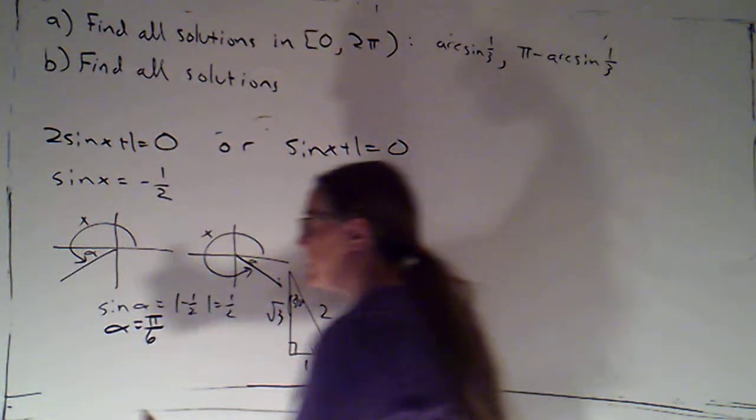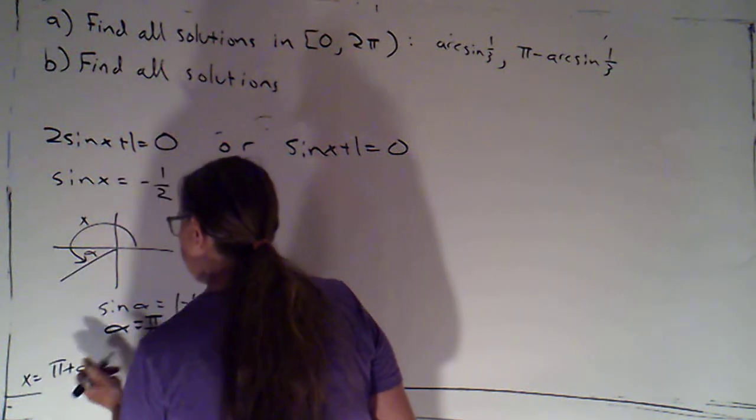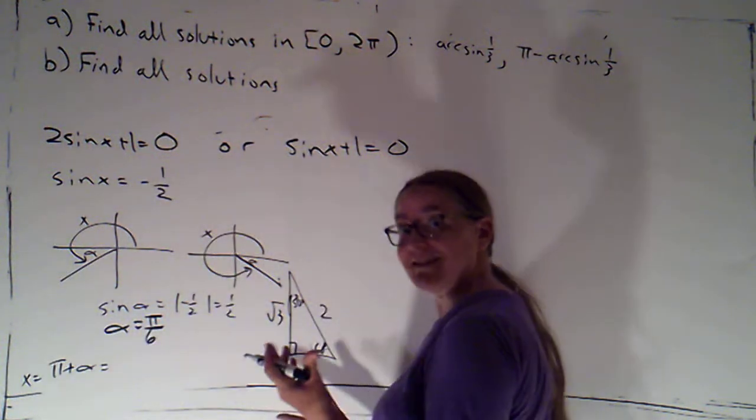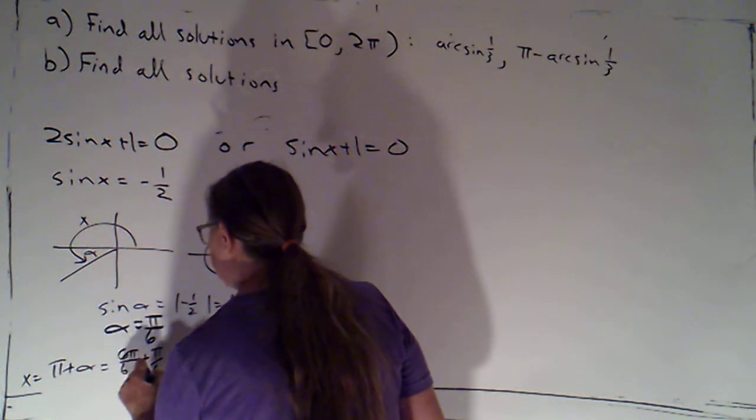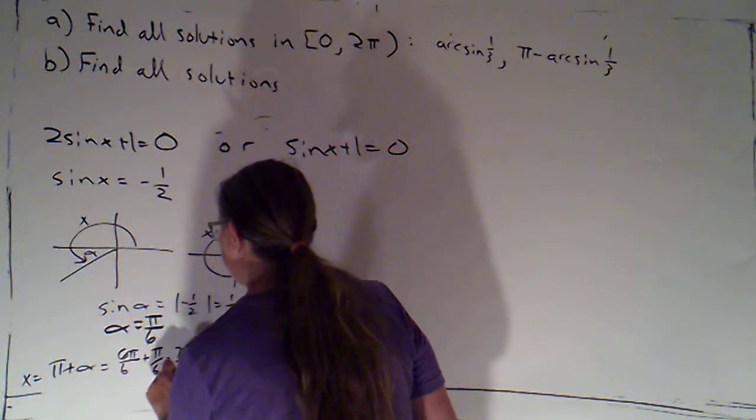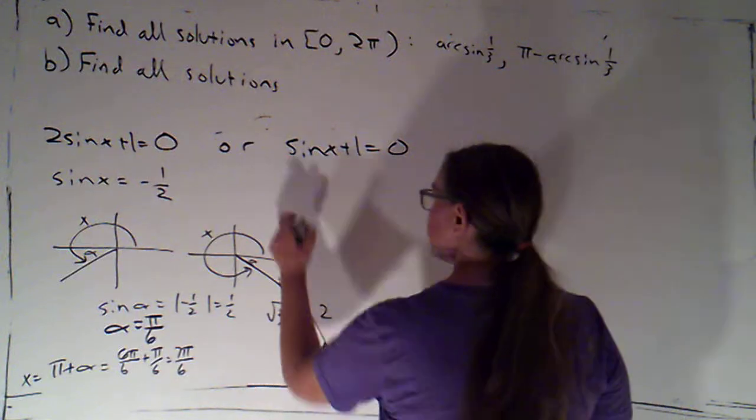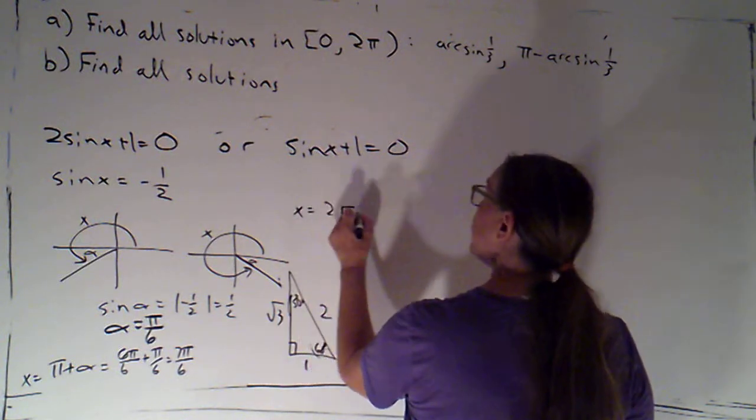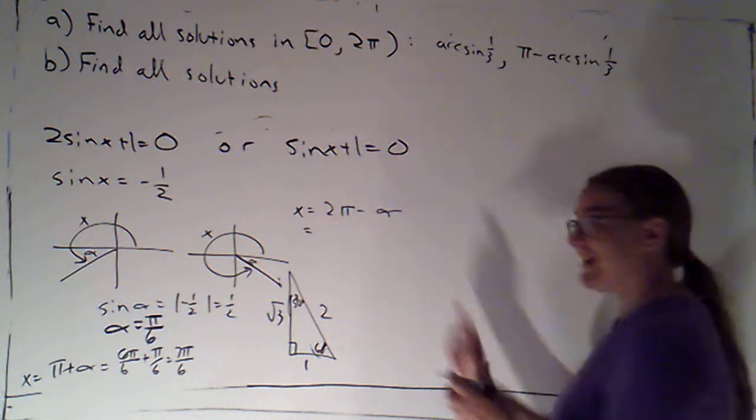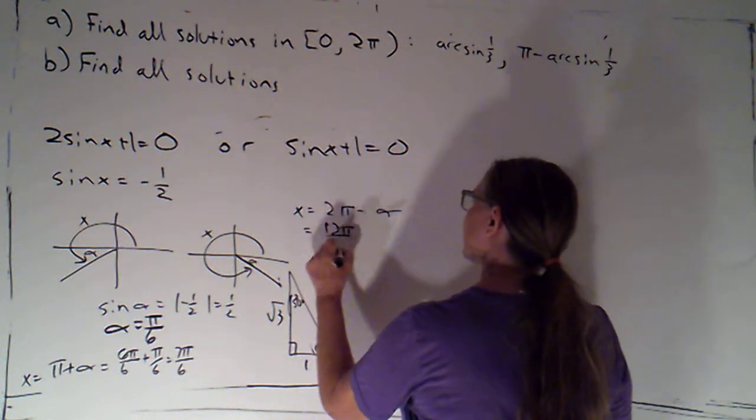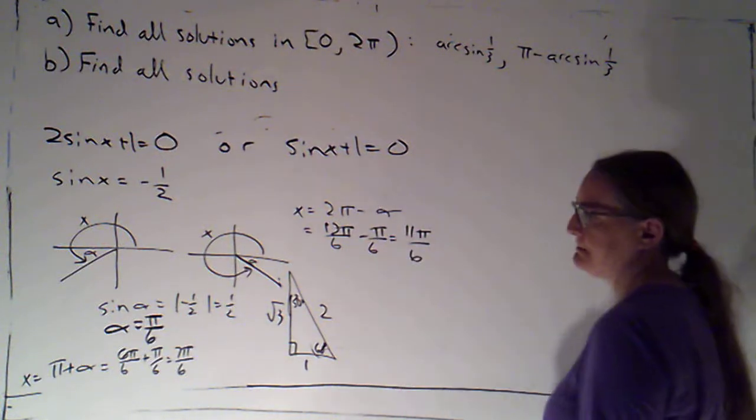So here, we had that x was pi plus alpha. That's going to become pi, which is 6 pi over 6, plus pi over 6. So that's going to give me 7 pi over 6. Here, I can see x was 2 pi minus alpha. 2 pi would be the same as 12 pi over 6 minus pi over 6. So that's going to give me 11 pi over 6.